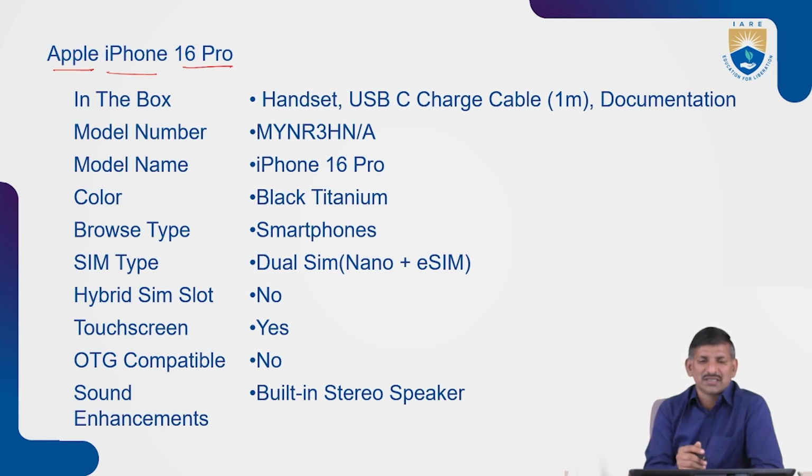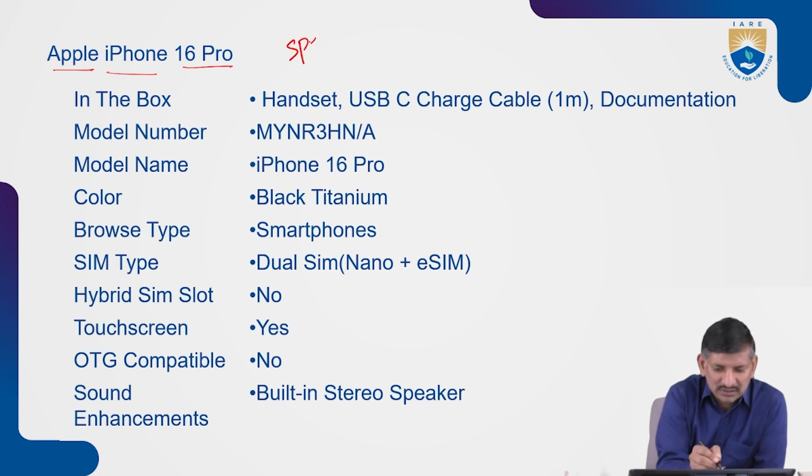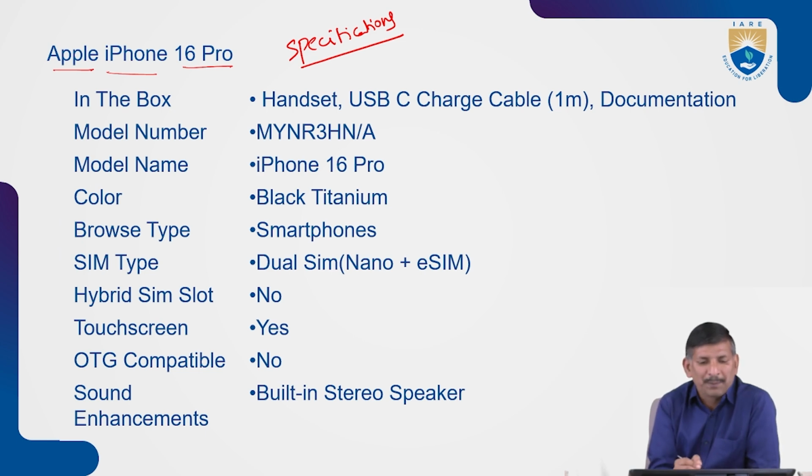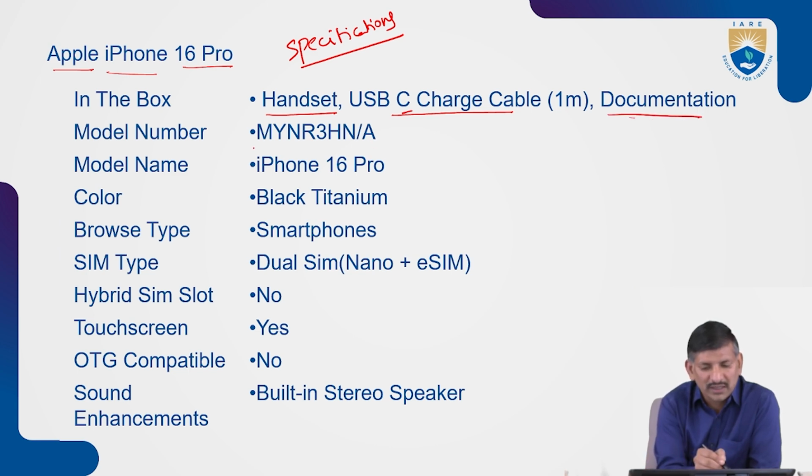So, what are the specifications? We are checking the specifications here. If you look at this Apple iPhone 16 Pro, it contains the mobile handset, charging cable, USB C-type cable, documentation. Its model number is MYNR3HNA. Its name is 16 Pro. So we have different types of colors. One is black titanium. It is called a smartphone.